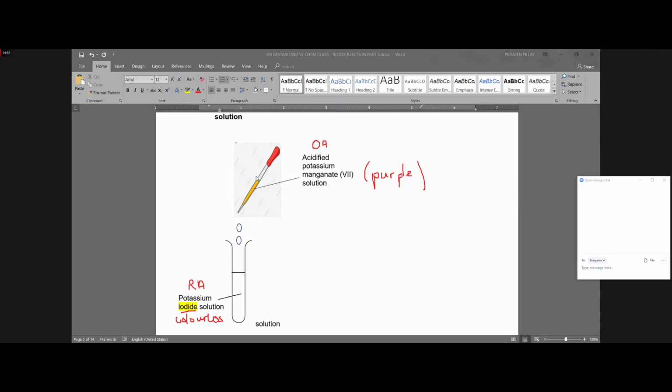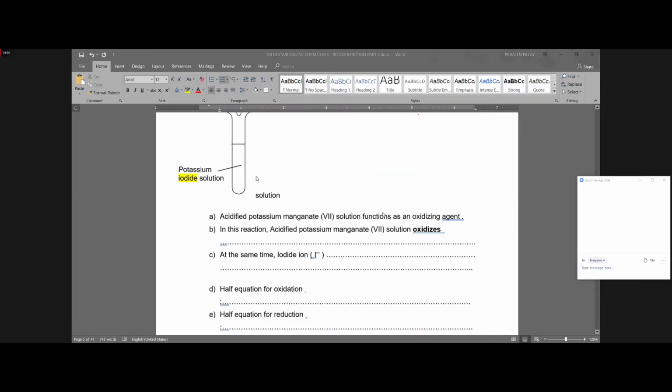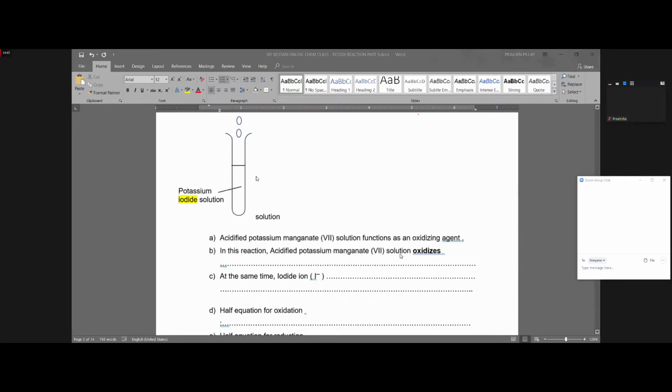This one is a special one. I told you, if possible, to memorize it. We try this first. Acidified potassium manganate(VII) solution functions as an oxidizing agent. Correct, isn't it? So if it's an oxidizing agent, what will it do? It will oxidize what? Who wants to try? Yongsin, want to try?